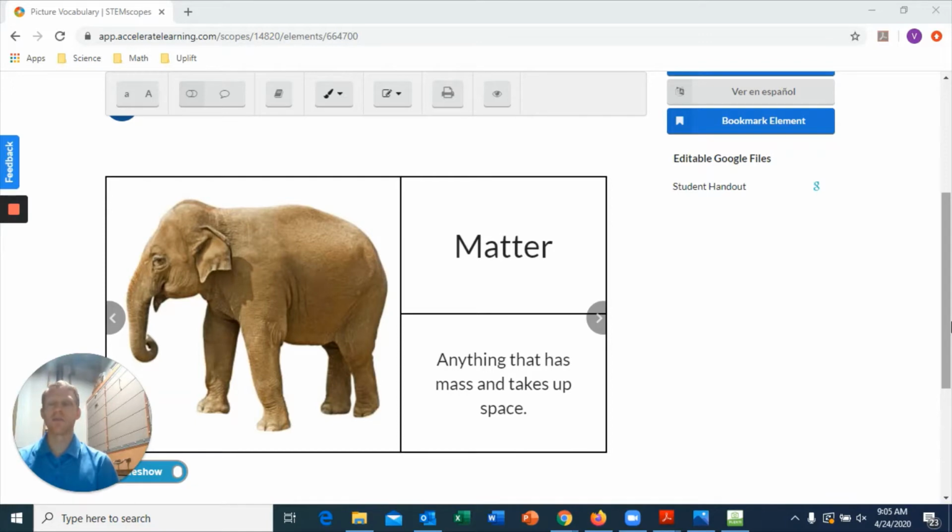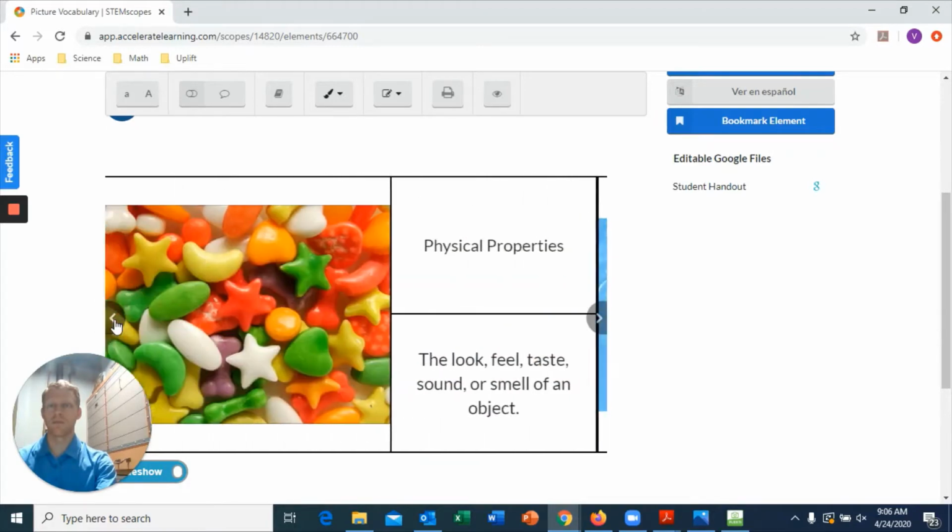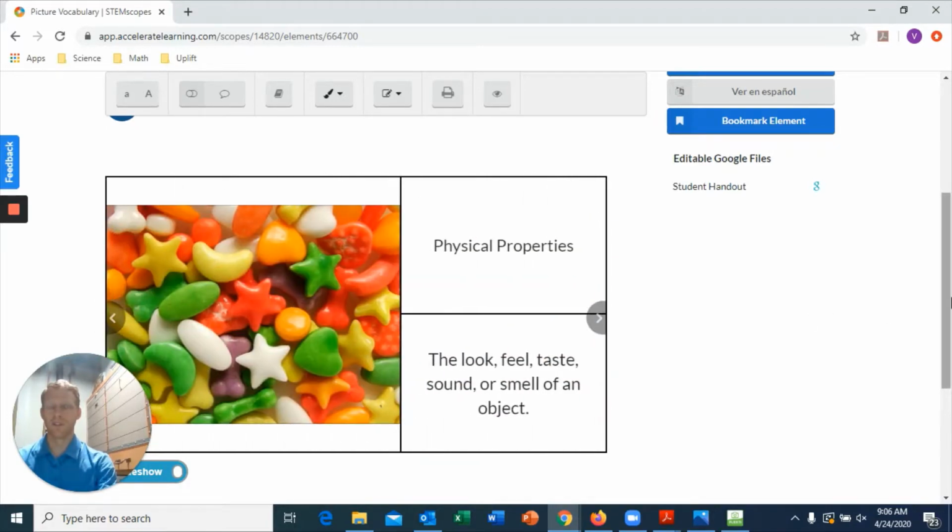Look around the room where you are, and I want you to see what other examples of matter you can find from where you are sitting. Today, our focus on matter is going to be about its properties.